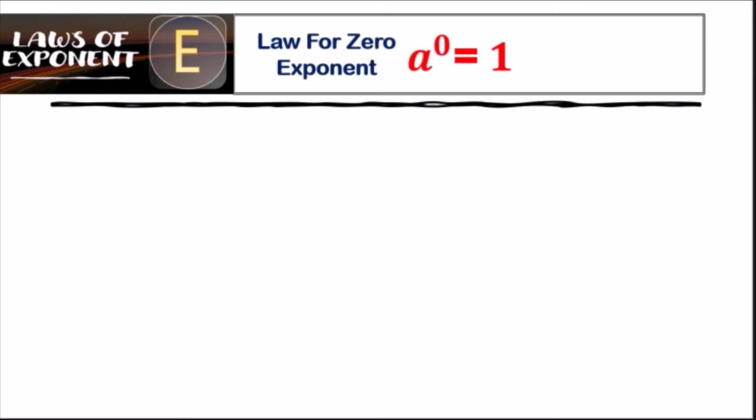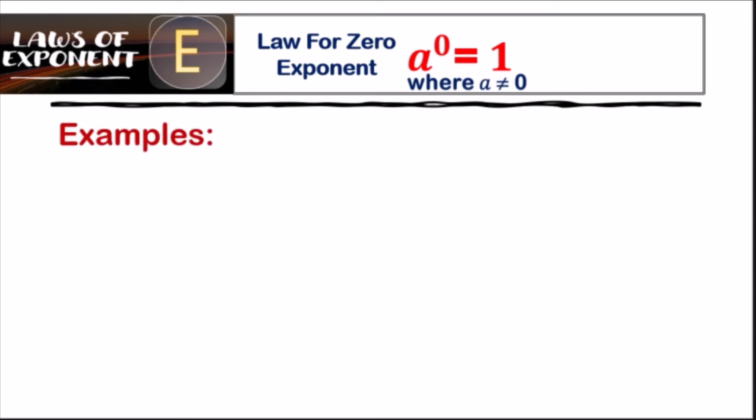Let's have our last law. The law for zero exponent states that a raised to 0 is equal to 1, where a is not equal to 0. Always take note that any non-zero number raised to a zero exponent is always equal to 1.